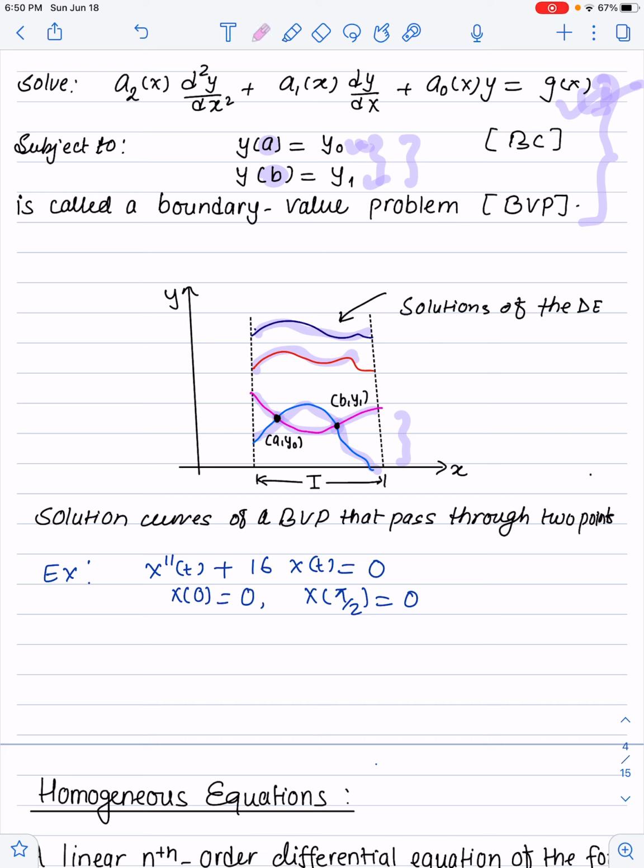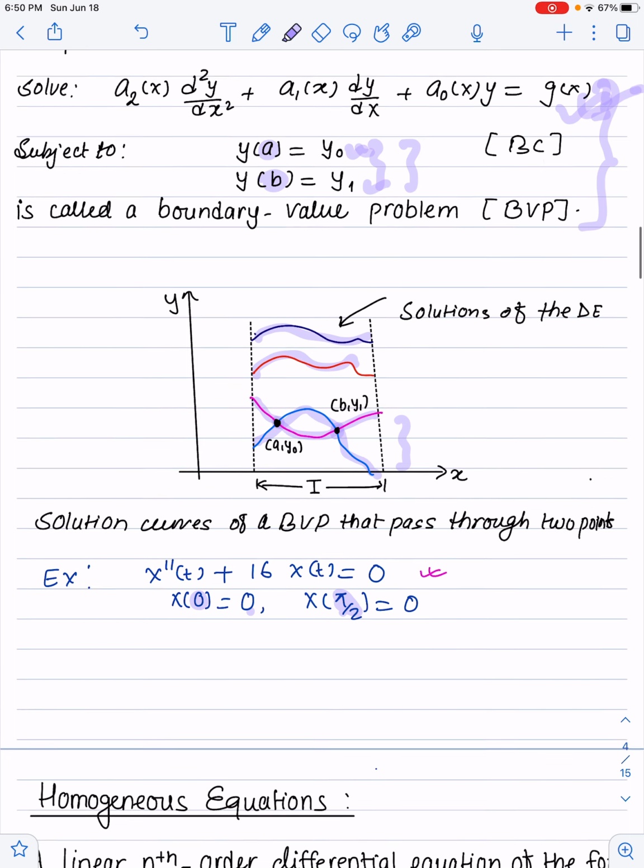And let's look at another example here. You can see this is a second order differential equation, and you can see the conditions here. x at 0 is 0, and x at pi over 2, at a different independent point, is 0.